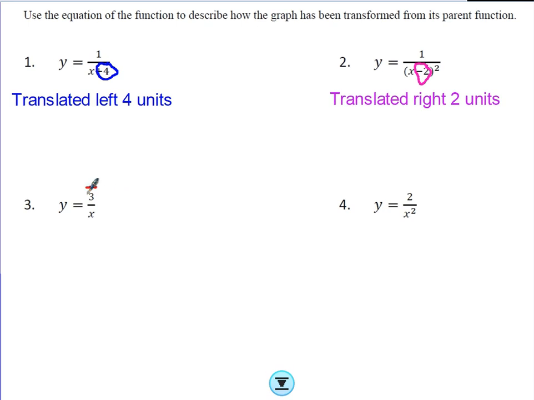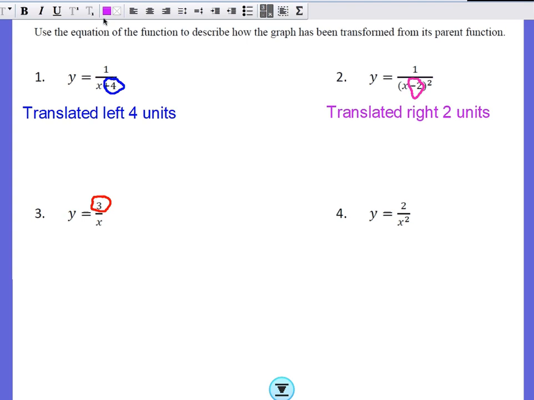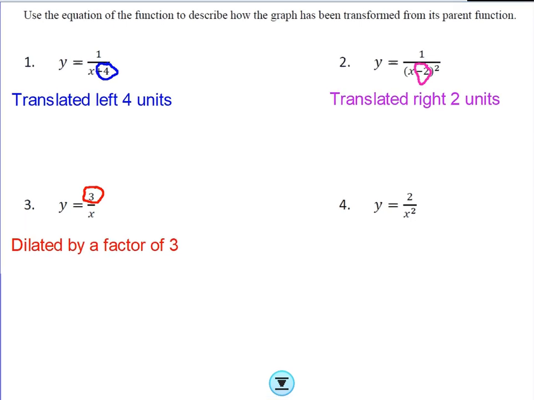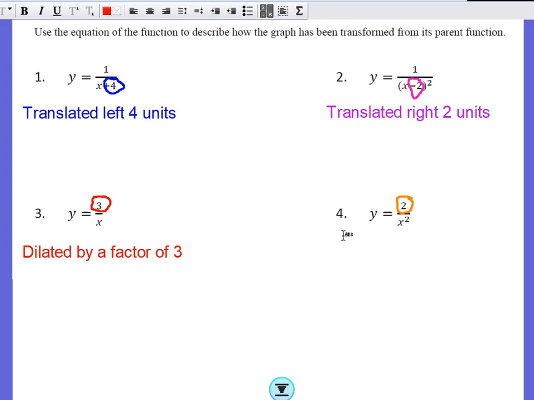Here, the denominator has not been altered. There's nothing been added on, but the numerator has changed from a 1 to a 3. And so that is going to mean that this graph has been dilated by a factor of 3. In number 4, we can see that again the numerator has been changed. Now the numerator is a 2. So this has been dilated, or a dilation, by a factor of 2.